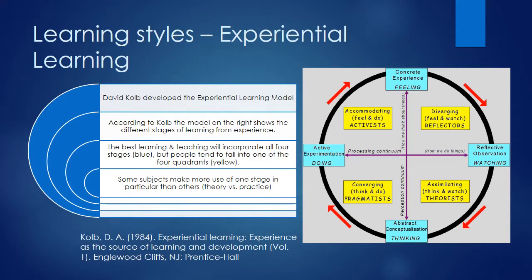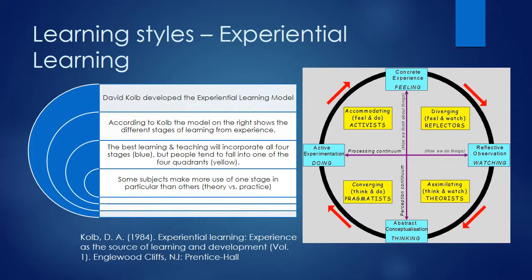Another common learning style is known as experiential learning. This was developed by David Kolb, an educational psychologist. And according to Kolb, the model on the right-hand side shows that there are different stages of learning from experience. It's not just a matter of having the experience and then learning from it. The best learning and teaching will incorporate all 4 of the stages, which are shown in blue. So the best learning will have you doing things, thinking about how you feel things, watching things, and thinking about things. But Kolb thought that people tended to fall into one of the 4 quadrants shown in yellow.